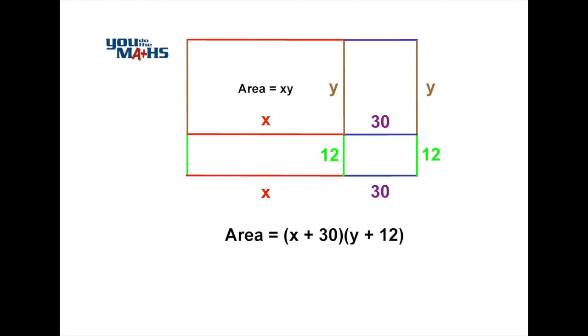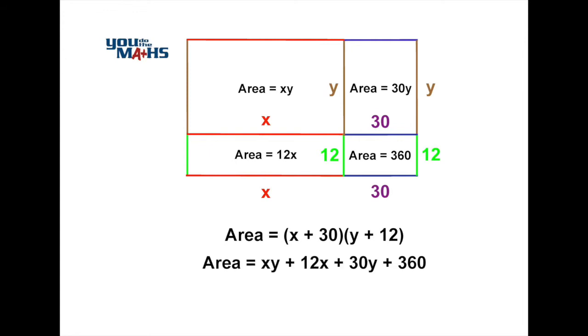And now we can see the resulting areas for each of those rectangles, xy, 30y, and then across the bottom, 12x and 360. To determine the area of the entire rectangle, what we need to do is add all of those parts together. So you can see here that our final area is xy plus 12x plus 30y plus 360.